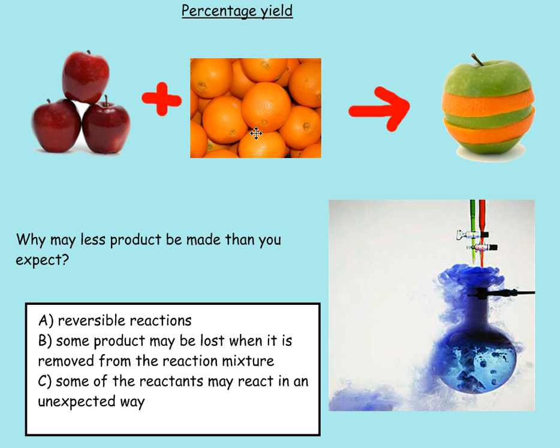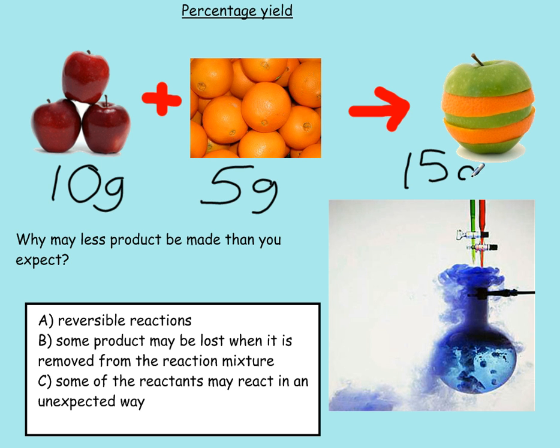So if we look at this here, we've got some apples and some oranges, and when we put them together we get appley oranges. And say that you had 10 grams of this and 5 grams of that, then we would expect 15 grams of appley oranges. But sometimes you might get less than you expect. And this calculation is to work out what percentage yield you actually get. Yield means amount.